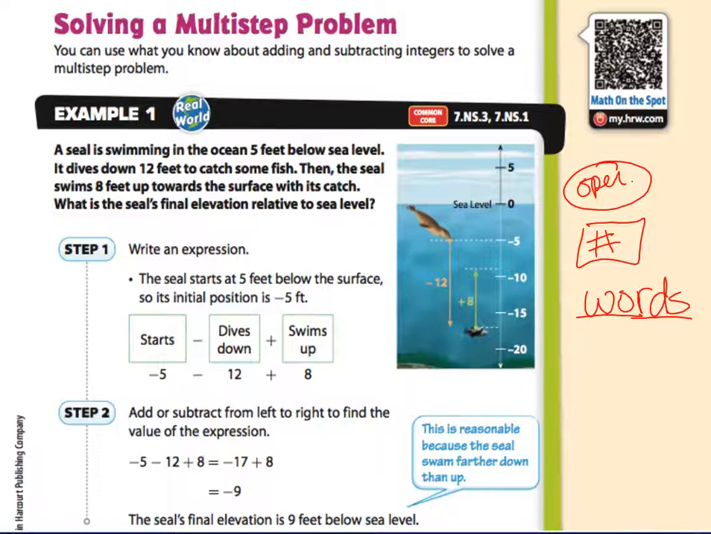So first we have a seal swimming in the ocean 5 feet below sea level. It dives down 12 feet to catch some fish. Then the seal swims 8 feet up towards the surface with its catch. What is the seal's final elevation relative to the sea?